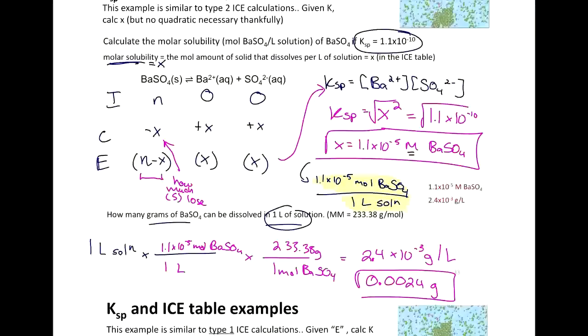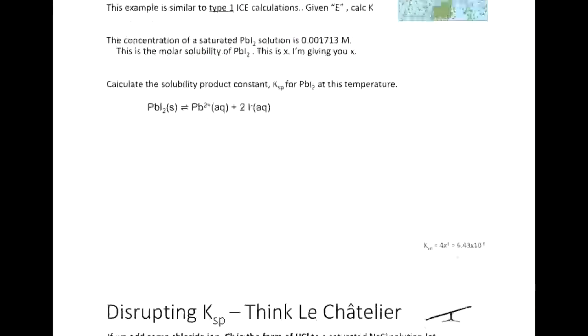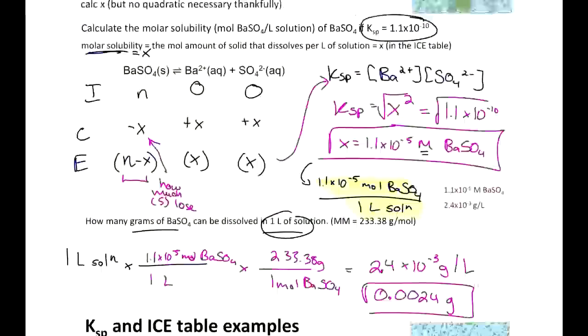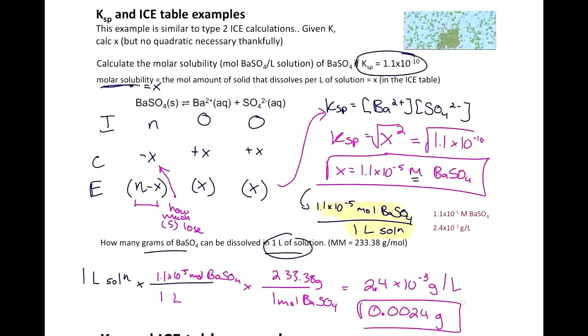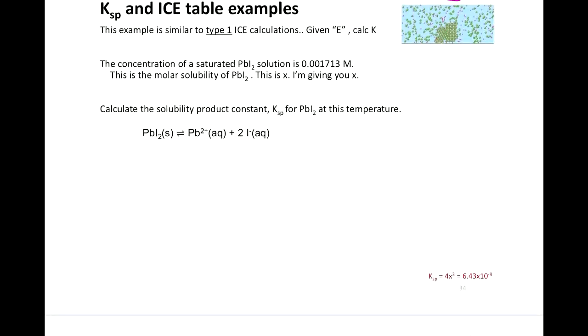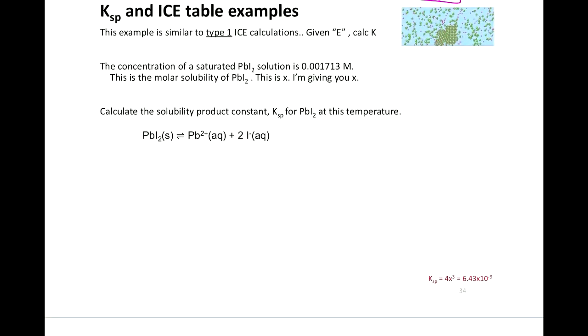Okay, so let's do another one. In this one, I give you the KSP, you tell me the molar solubility. This is most similar to a type 2 ice table where you're calculating X, essentially the molar solubility. But no quadratic needed, because KSP expressions are a lot simpler. So let's do another one where it's just kind of flopped around.